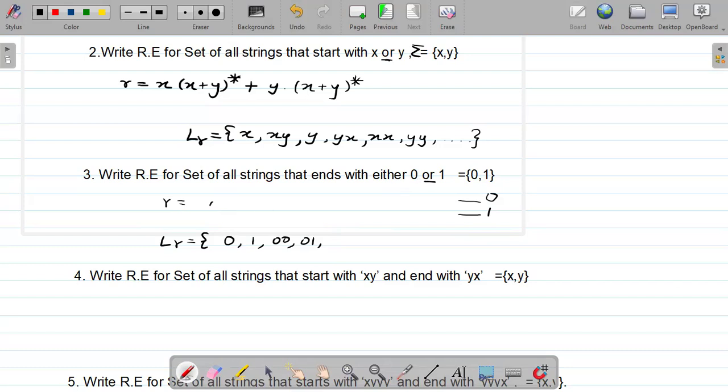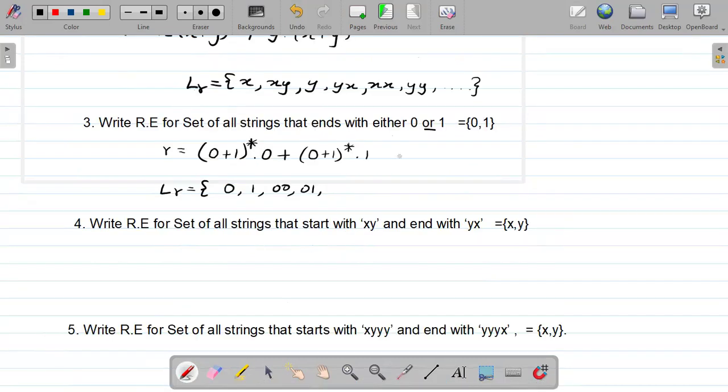So it will be 0 plus 1 the whole star, which will give us any combination from 0 to infinity, dot 0. It is ending with 0, or 0 plus 1 the whole star dot 1, it is ending with 1. So any combination of zeros and ones, and in the end we'll have either 0 or 1. So this is the regular expression that will cover the set of all strings ending with either 0 or 1.